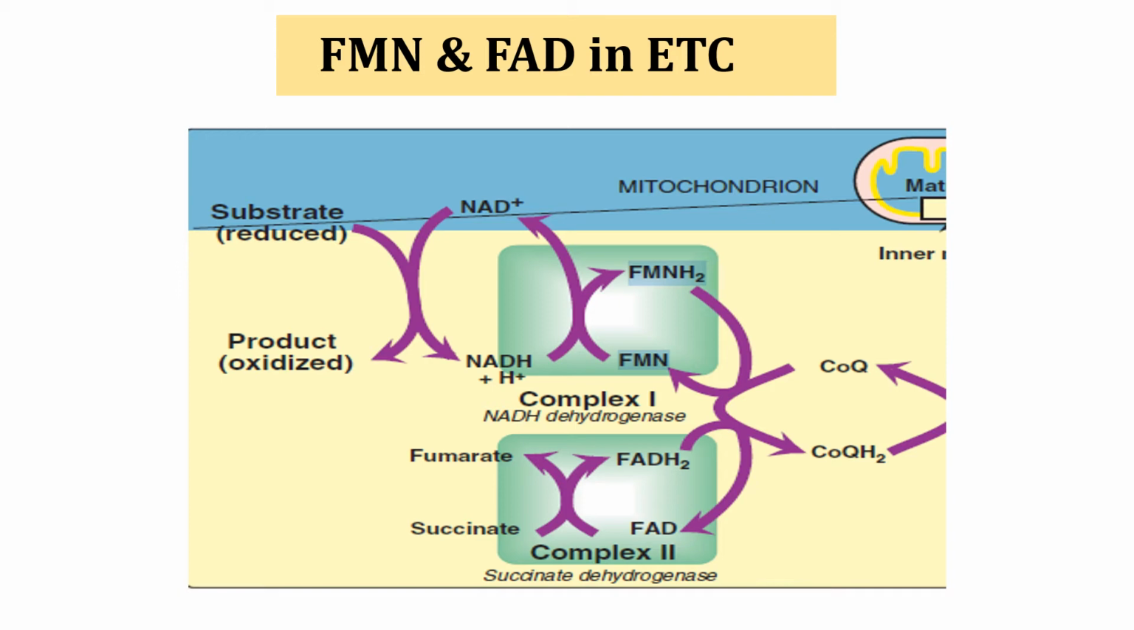So FMN is a part of complex 1, NADH dehydrogenase, in electron transport chain, while FAD is a part of complex 2, succinate dehydrogenase enzyme, where it accepts 2 electrons and 2 hydrogen ions from succinate, where succinate is converted into fumarate and FAD is converted into FADH2. So this is how FMN and FAD are required for generation of ATP in electron transport chain.